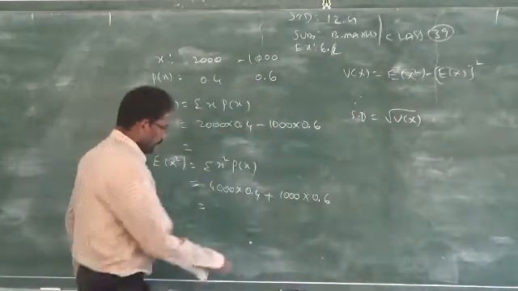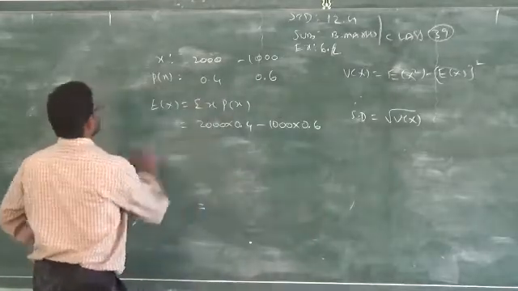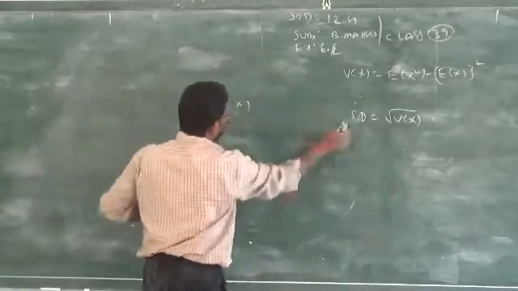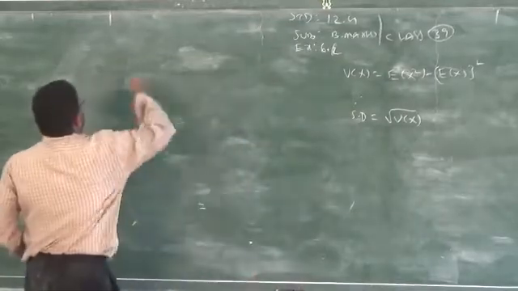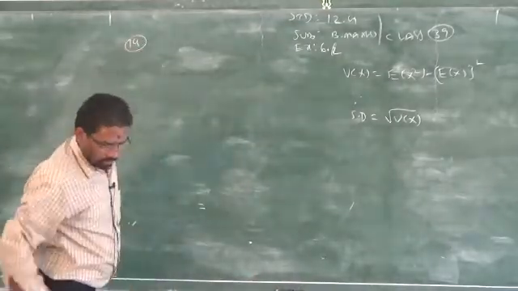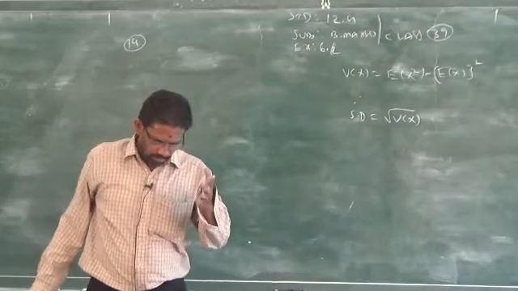Now, sum number 14. Here sum number 14. Same model. A person tossed a coin.